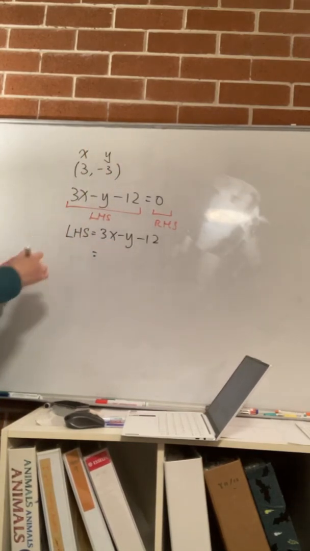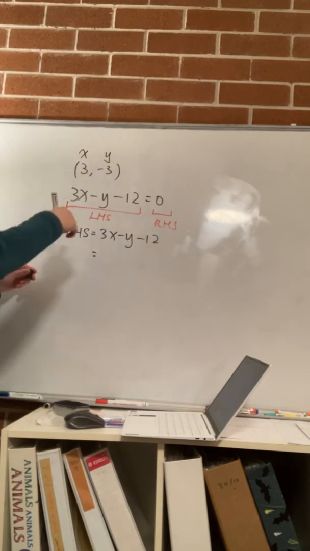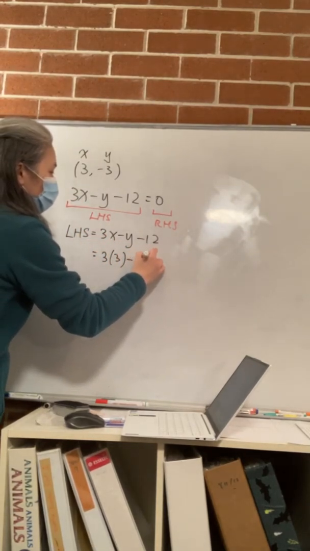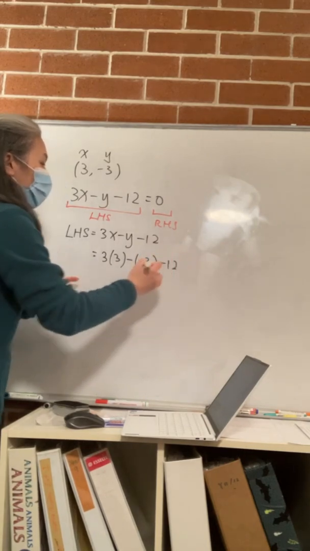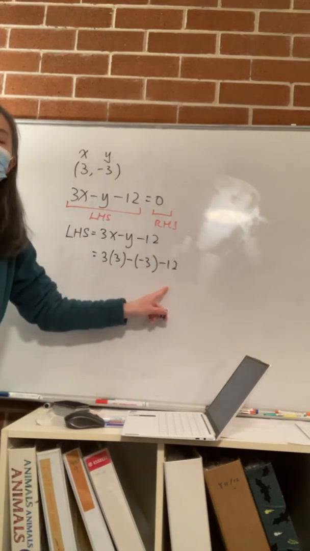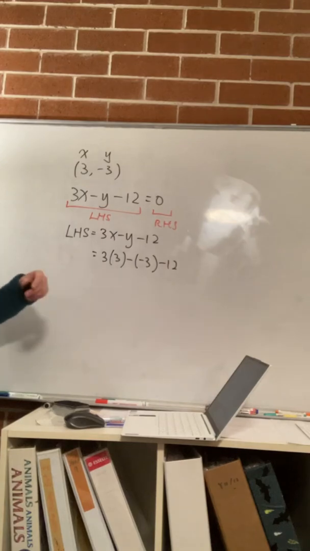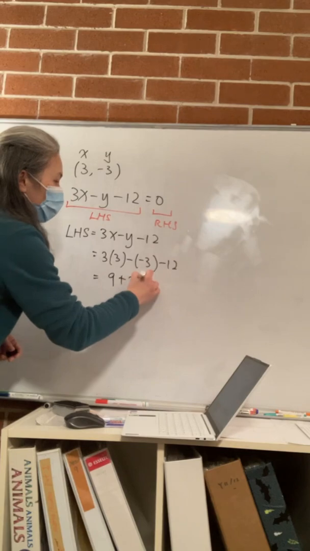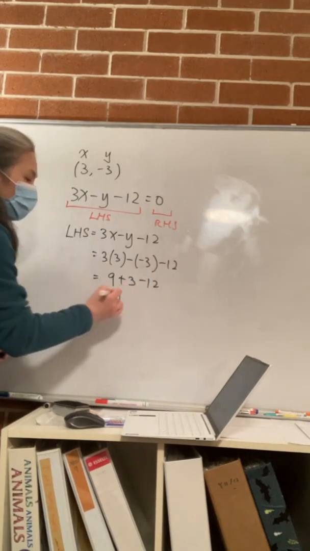So then you know this is your x and this is your y. You know to sub it in. Now you can sub it in: 9 plus 3 minus 12. I know you can do that in your head, but I want you to write it up. This step is a must. Would it be wrong if I don't write it? Yes, it will be wrong because it's a show. So you have 9 plus 3 minus 12, which is equal to 0.